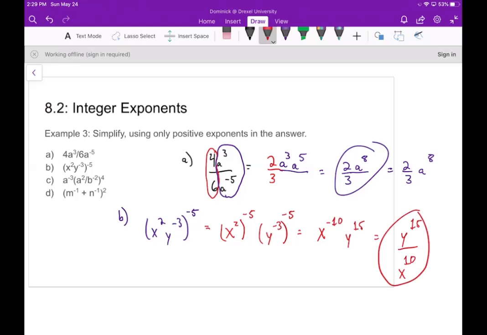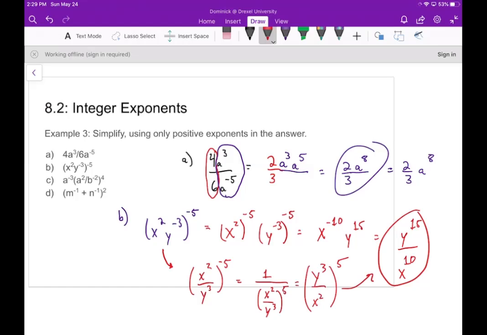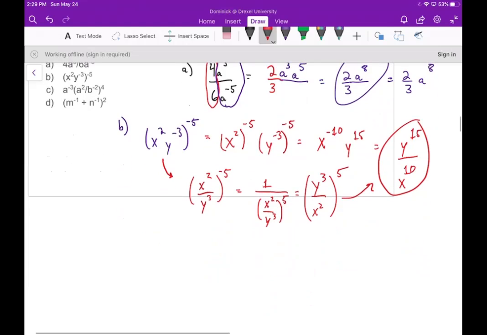Right? Now, that's not the only way you could have done this. You could have also simplified the inside first. You could have said this is x to the third over y to the +3rd to the -5th, and then apply your exponents there. Or you could even say that this is 1 over x squared y to the third to the 5th, which is equivalent to saying y to the third over x squared all to the 5th, right? Regardless of how you do it, you're going to end up with y to the 15th over x to the 10th. So a couple different ways you could do a couple of these.